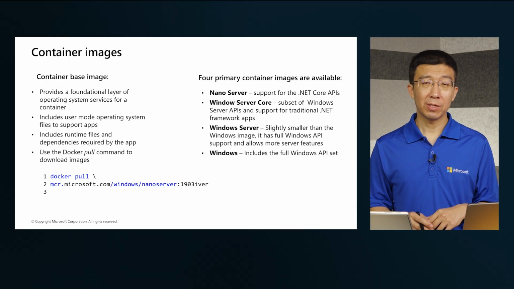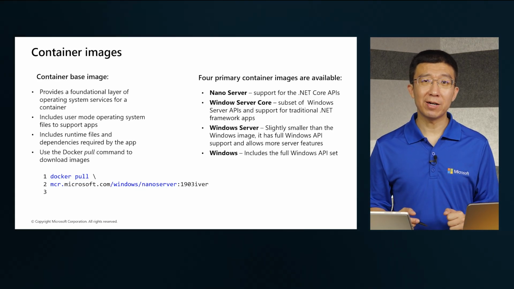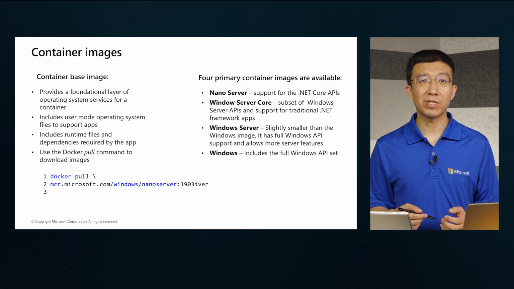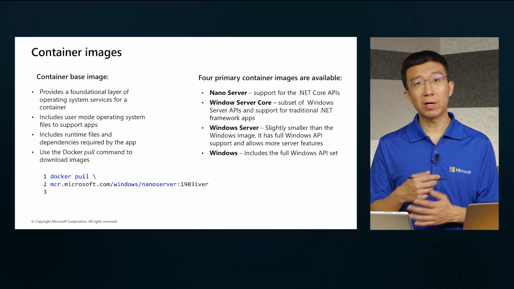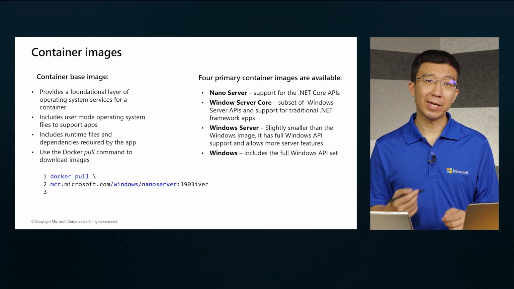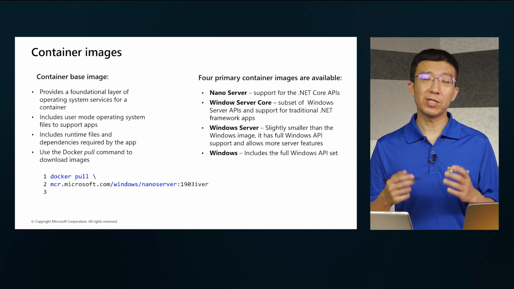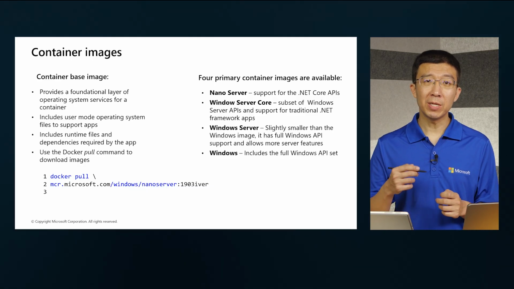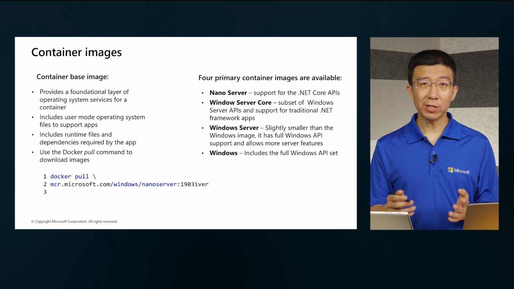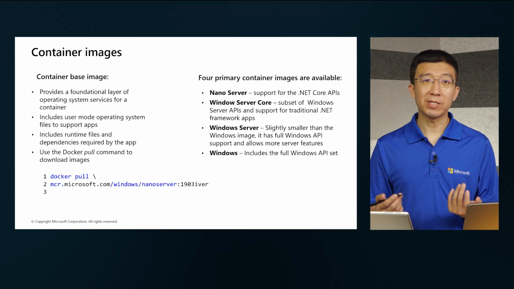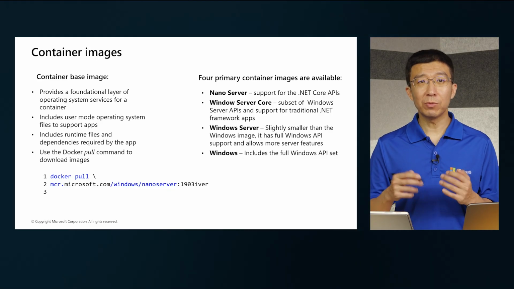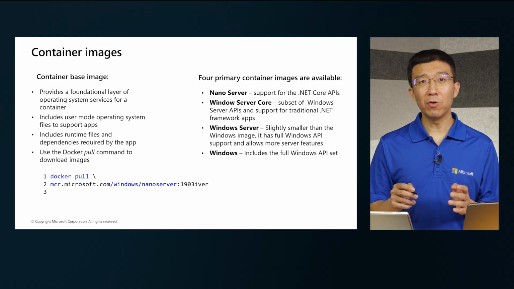A container base image provides the foundational OS layer for your container. Use docker pull to download images from Microsoft Container Registry. Nano Server is for .NET Core apps, ultralight. Windows Server Core is for traditional .NET applications, minimum size. Windows Server has full Windows API support, slightly smaller than the Windows image. And finally, Windows, the largest image, with the full API set.